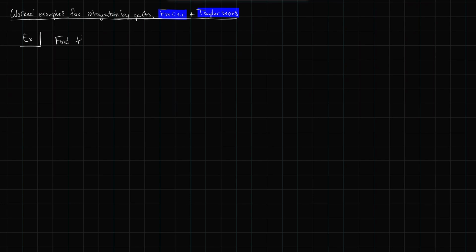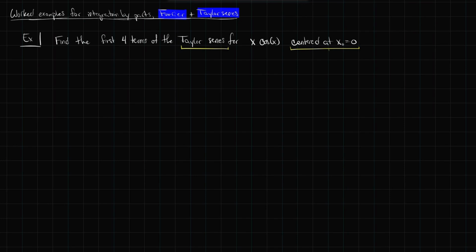Let's find the first four terms of the Taylor series for x cosine x centered at x not equals 0. And I think this is something to keep in mind. Every time you're going to be asked for a Taylor series, you're also going to be provided with a center. So all Taylor series are given a center. So this x not equals 0 will always be given to you. That makes your life pretty easy. You know right away how you're going to try to construct these objects.